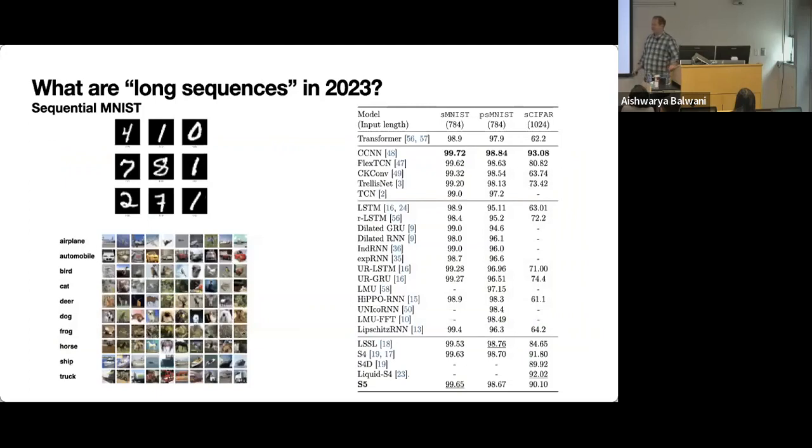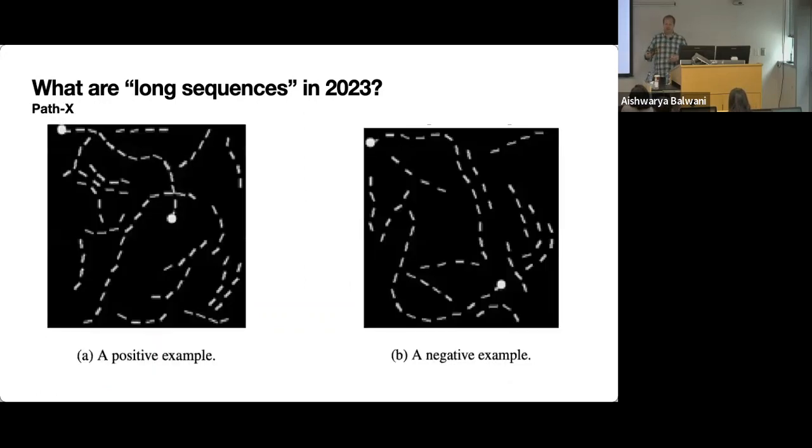So again, I want to wrap up in just 2 minutes here. It works really well. It works on long sequence benchmarks, which are a little bit artificial. They often involve raveling an image. So take this image, which is maybe 32 by 32 pixels, or 64 by 64, something like that.